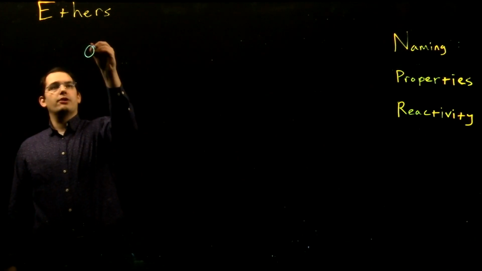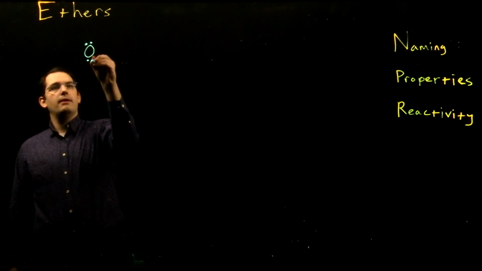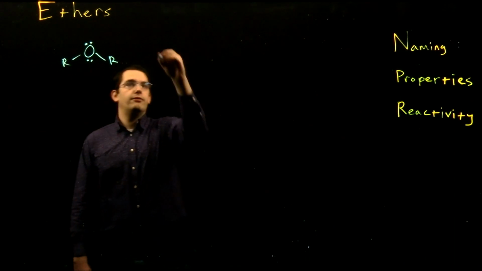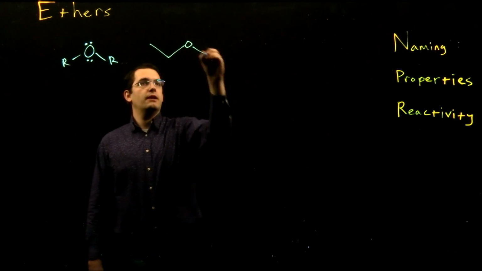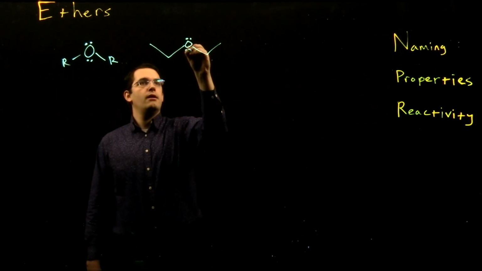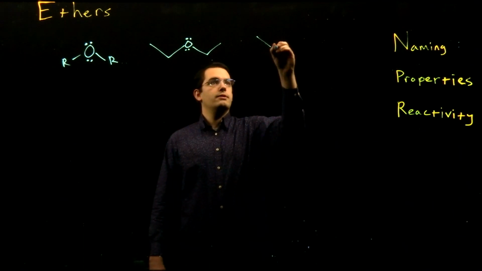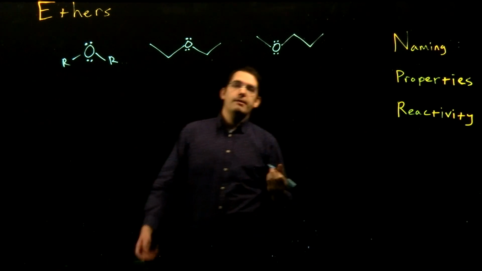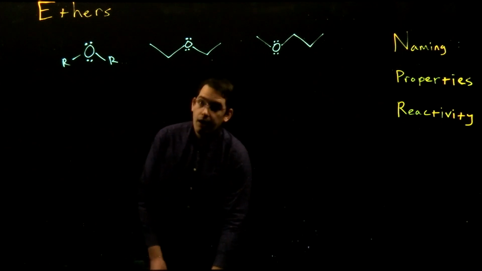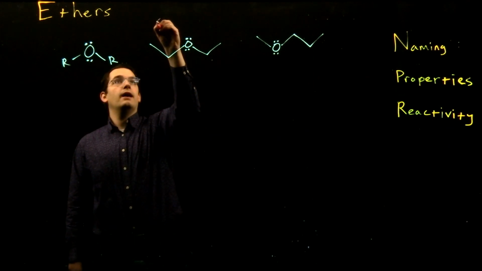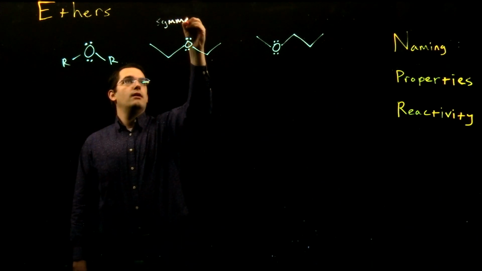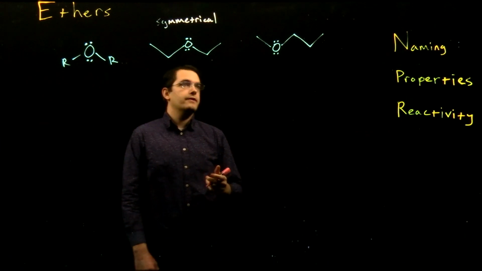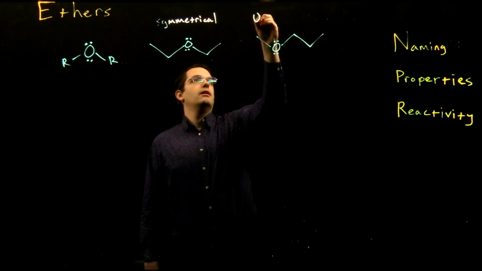So an ether is a functional group that has an oxygen atom that's bonded between two different carbon chains. So we could have two identical carbon chains, such as diethyl ether, shown here, or of course we could have two different carbon chains. So we could have a single carbon chain and then a three carbon chain on the other side. Our example up here in the middle is a symmetrical ether, because of course we have identical carbon chains on either side, and our ether over here would be unsymmetrical.